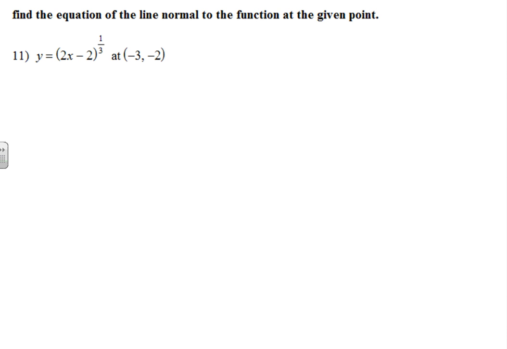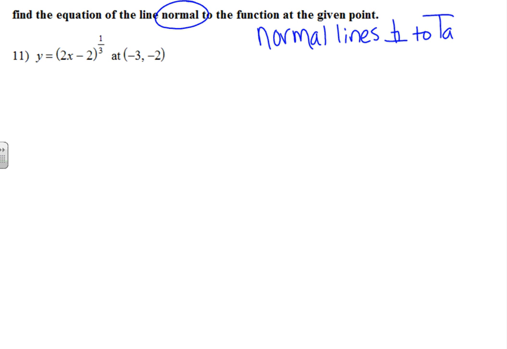Find the equation of the normal line to the function at the given point. The word that's probably kind of putting a little kink in your step right now is the word normal. Normal lines are perpendicular to the tangent. So that tells me if I can get my tangent slope, then opposite reciprocal will get me the normal slope. Well, this looks like a fun one to do the derivative of.